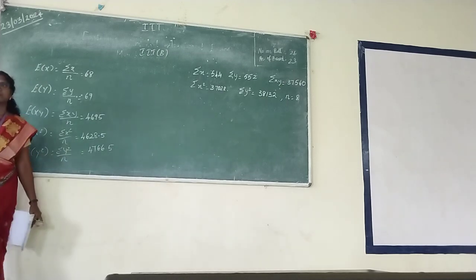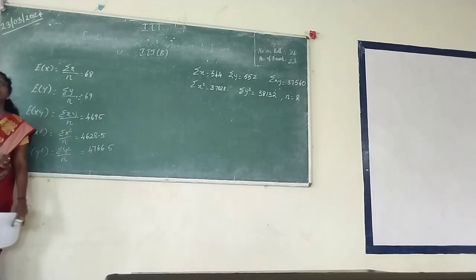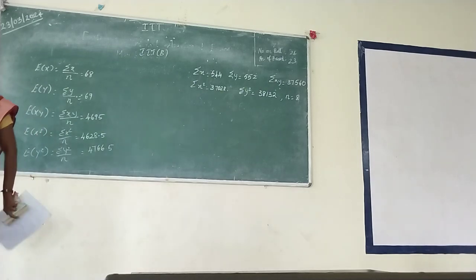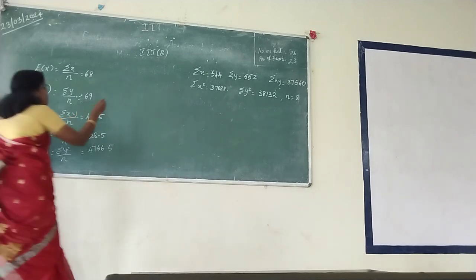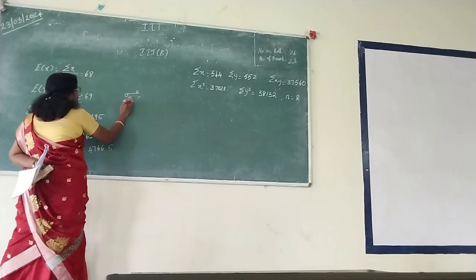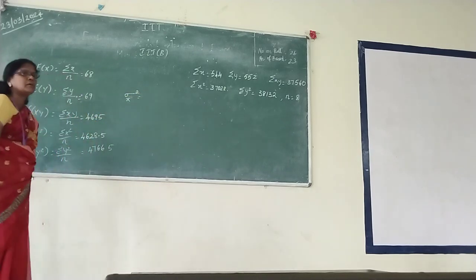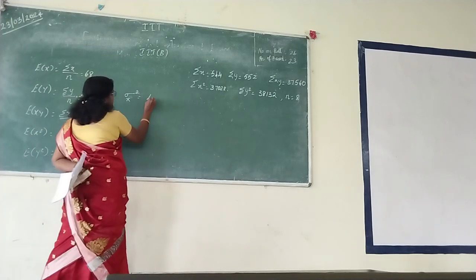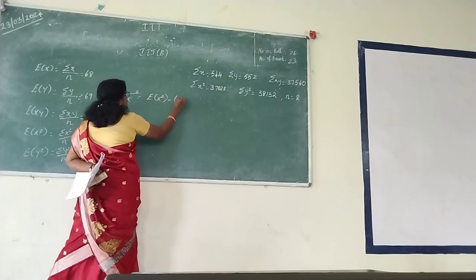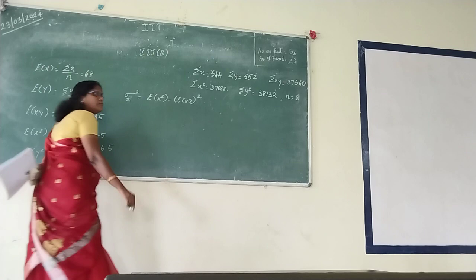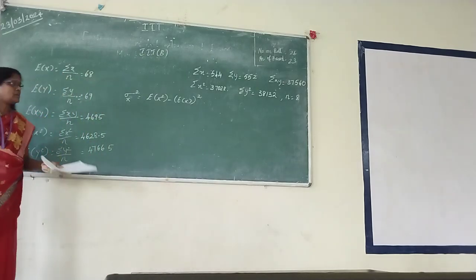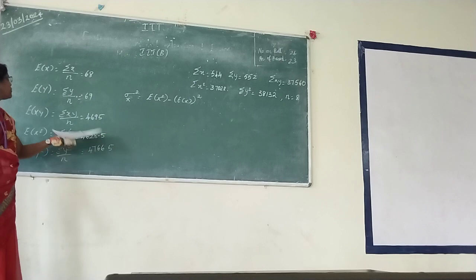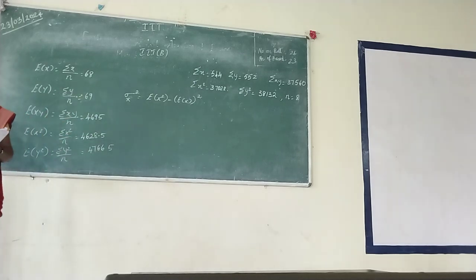Find all the expectations. After finding all these things, you have to find sigma x square and sigma y square, because in the formula the denominator has sigma x and sigma y. What is the formula? E of x square minus E of x the whole square. Memorize all the formulas thoroughly, then the problem is easy. So E of x square is 4685, E of x is 68.